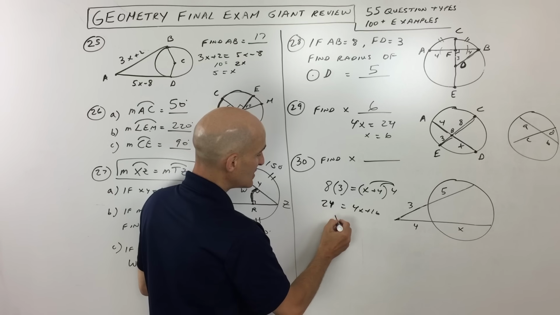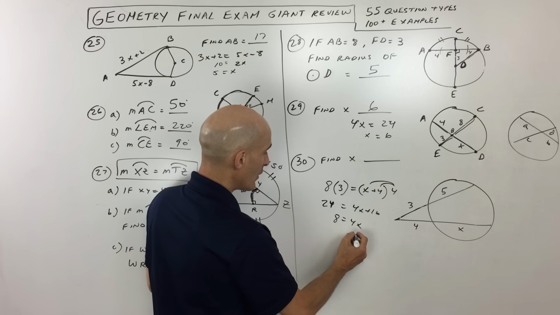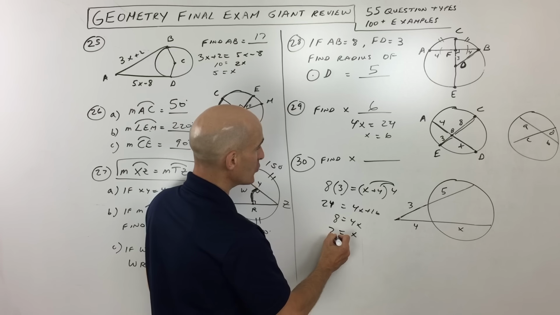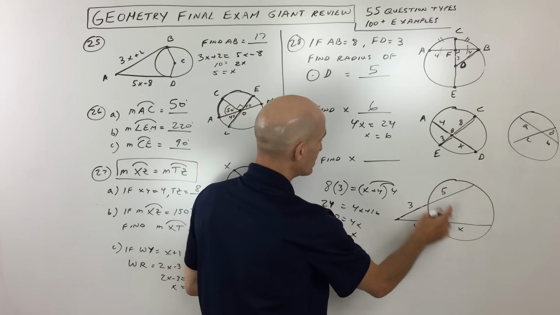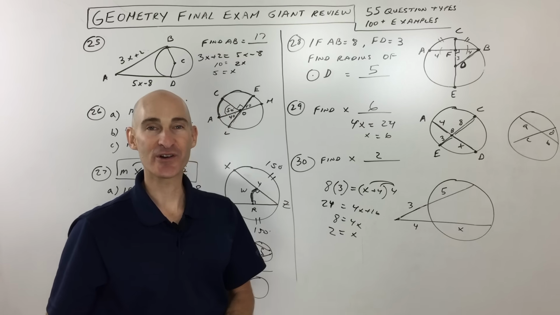And if you subtract 16 from both sides, you've got that. And then if you divide by 4, you can see that x is equal to 2. It wants to know the length of x. We put that back in. That's 2. My drawing's not drawn to scale, but sometimes that's how it works.